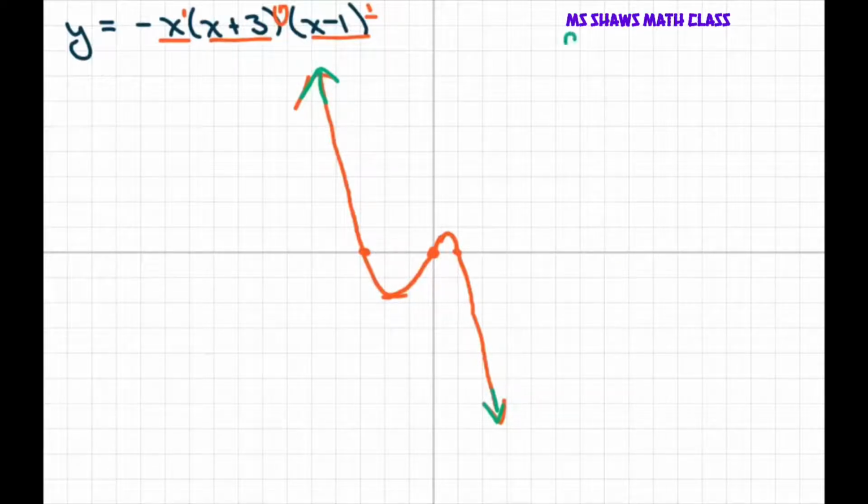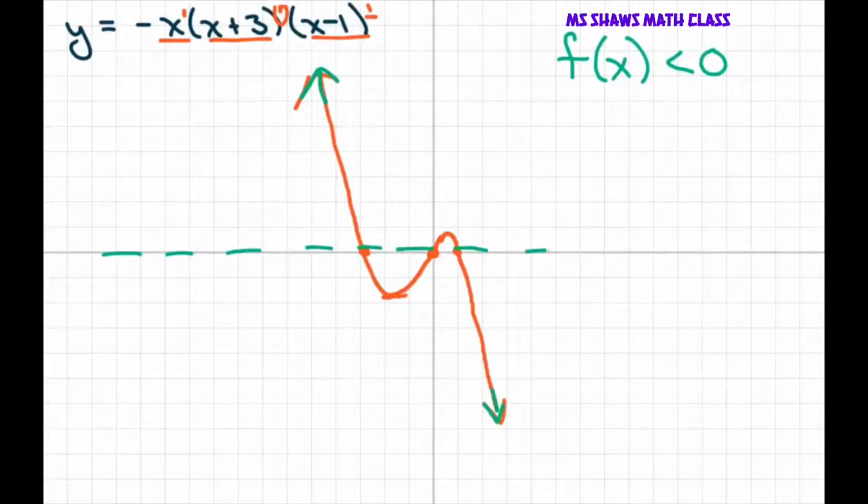So let's talk about where our graph of f of x is negative. That means below this line, y equals 0. So it's negative below right through here. So the x values, that would be negative 3 to 0, and also from 1 to infinity.